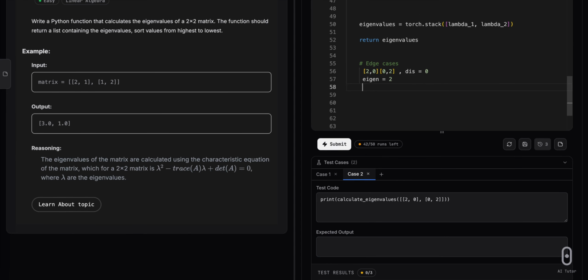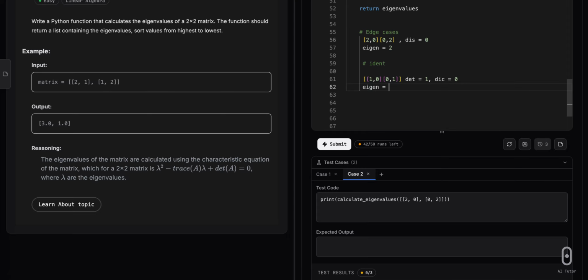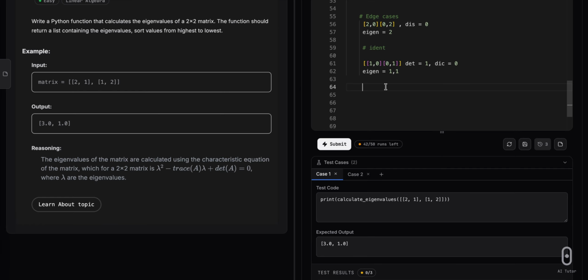Okay, and then the second case would be the identity matrix, 1 comma 0 and 0 comma 1. In this case the trace is 2, the determinant is 1 and our discriminant will become 0, so the eigenvalues will also become 1 comma 1. And we could tell more about negative values and things like that. We could also run through an example if we have time, 2 comma 1 and 1 comma 2. This is a very basic example.